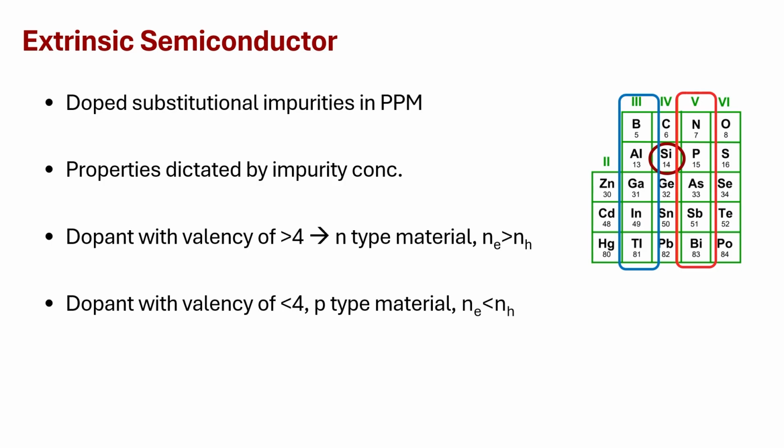So, when we mix these atoms from group 3 and group 5 in silicon, what we form is a semiconductor which is called an extrinsic semiconductor, or rather we can say it is an intentionally impure semiconductor. So, we add impurities intentionally, and certain types of impurities, and these impurities are substitutional impurities.